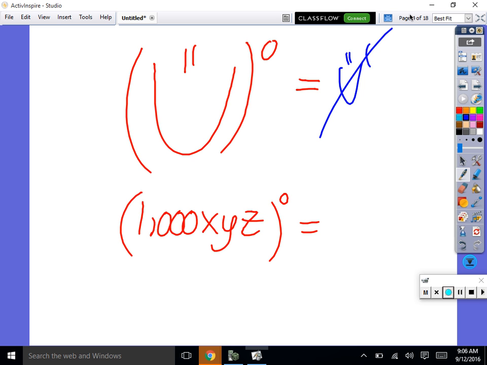No, it's the whole thing becomes a 1, correct? So what about this? 1,000 xyz to the 0. Is all of it raised to the 0? Isn't all of this stuff raised to the 0 power? So what does it become? 1.